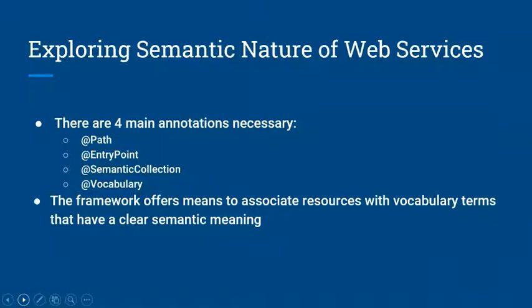So how have they achieved this particular framework? For the semantic representation, they are using four main annotations: path, entry point, semantic collection, and vocabulary. Path is the JAX-RS annotation. Entry point is nothing but the starting representation of the web API. Semantic collection is the collection of resources identified using URI in the ID attribute, URI as in the uniform resource locator, while vocabulary defines the URI vocabulary of the resources and its related resources as well.